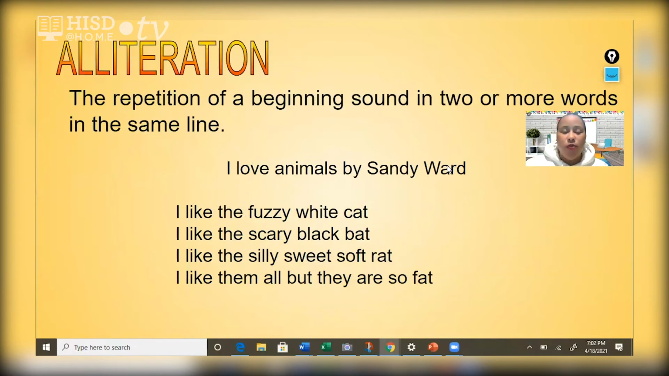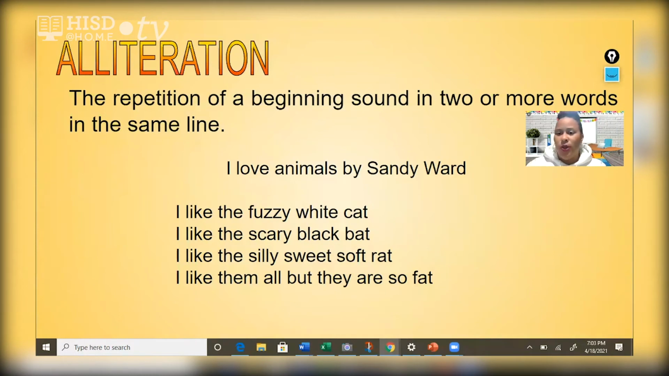Another important part of poetry is alliteration. Do you remember what alliteration is from our last lesson? Alliteration is the repetition of a beginning sound in two or more words in the same line. Like Tony the tiger was terrified and tired.